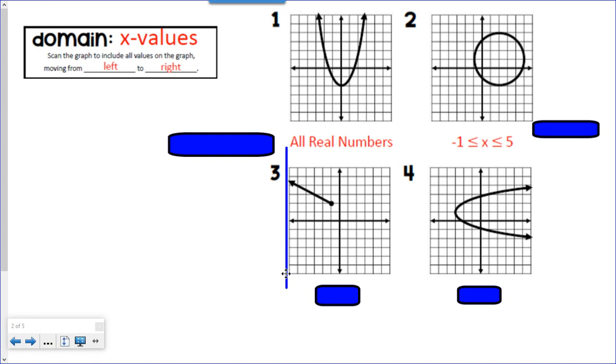Number 3, we have a ray, and it appears that this is the lowest point, but again, we see there's an arrow here. So as the y values increase, the x's are going to decrease all the way to -infinity. And the highest point is here at -1. So the lowest point is -infinity, the highest point is -1. So the x's are less than or equal to -1.